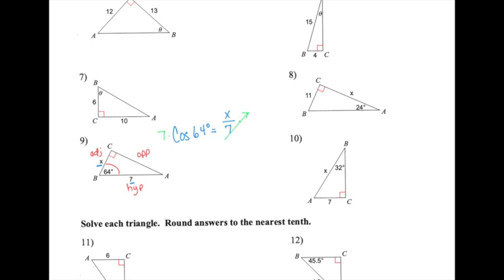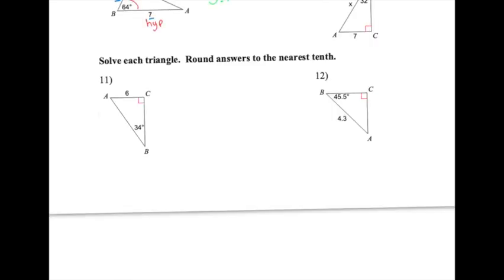It says round to the nearest tenth. So you're going to say 7 times the cosine of 64 degrees in your calculators, and you're going to round to the nearest tenth. What do you get? 3.1 rounded to the nearest tenth. All this does is combine the other two sections.